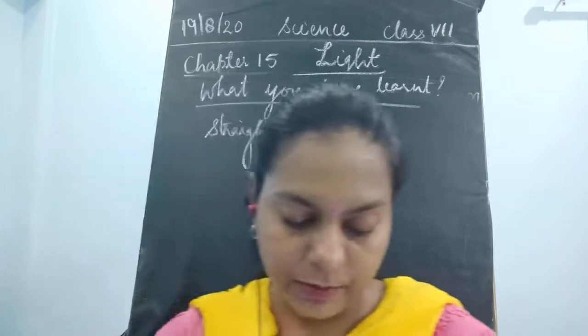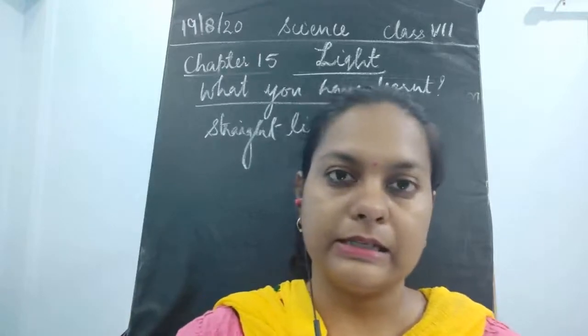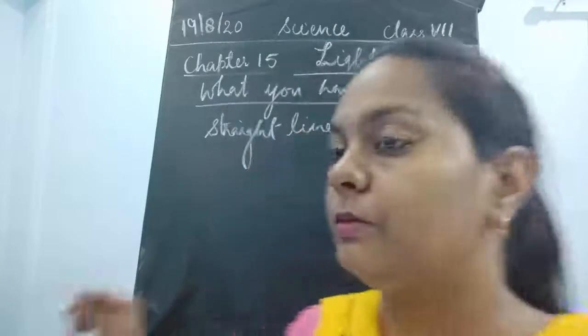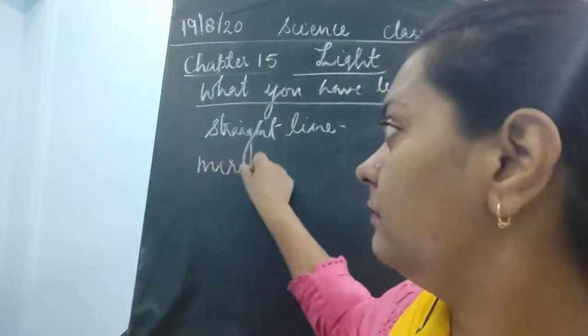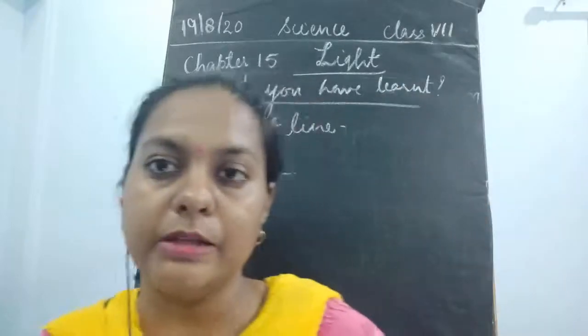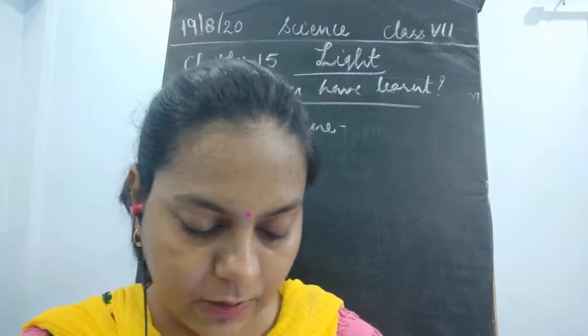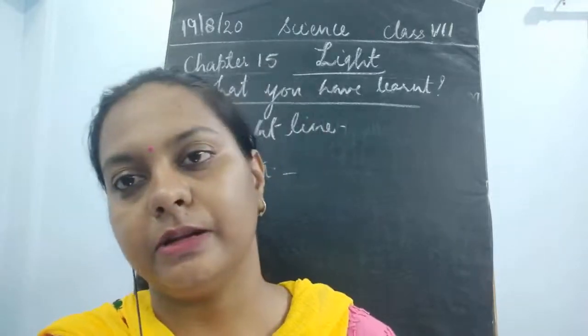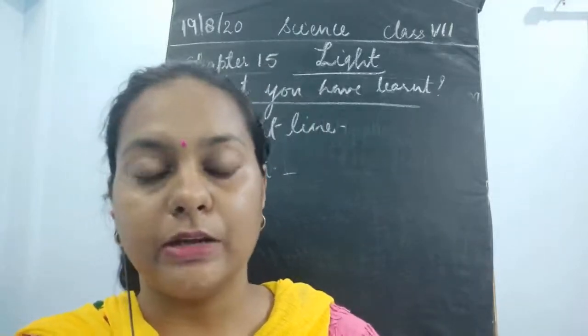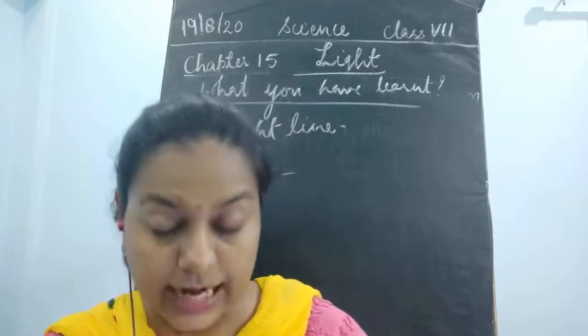Next is that any polished or shiny surface acts as a mirror. So the next point is about mirrors. What do you mean by mirrors? It is the shiny surface which is used for obtaining any kind of image. So what are mirrors? Any polished or shiny surface acts as a mirror. On any polished or shiny surface we could obtain an image, and that is why it is known as a mirror.